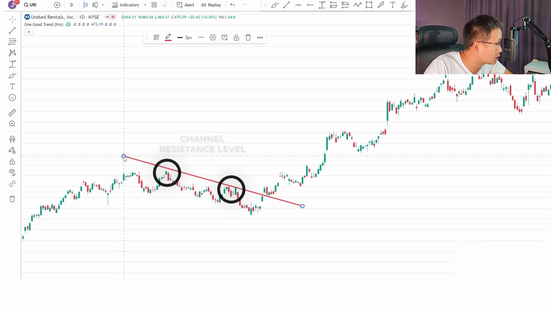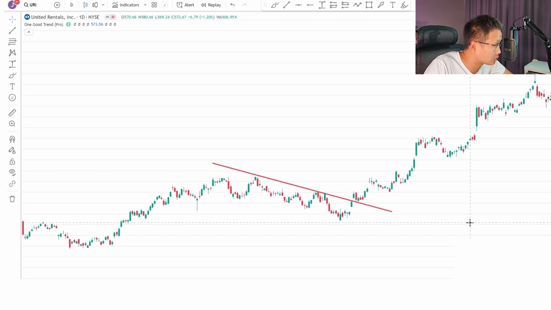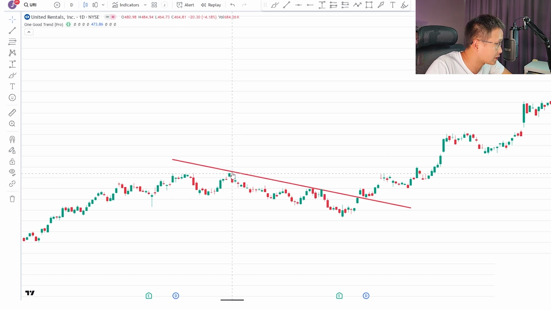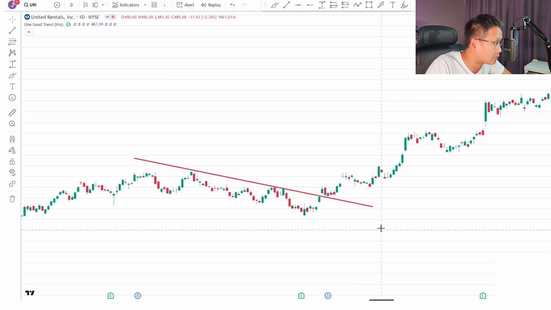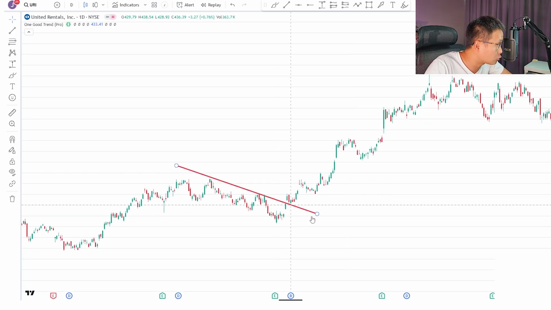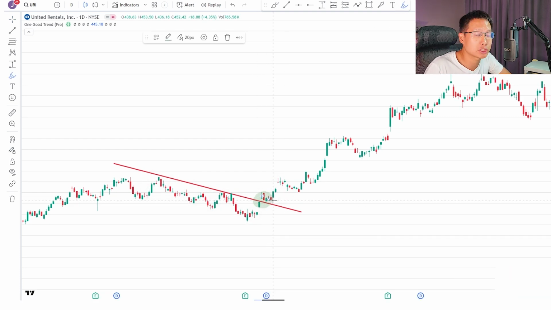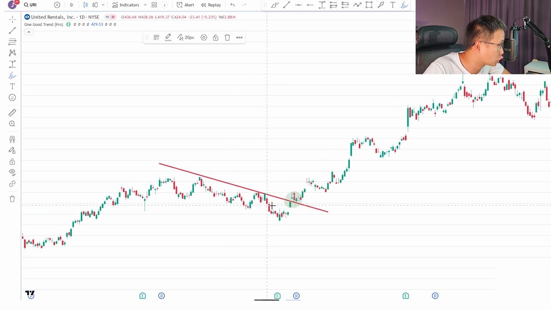And that would be what we call a channel resistance level. So there is a little bit of the structure right here, because you see we formed lower highs. It came down, we came down, but finally, right over here, we broke above this little channel resistance. Of course, combining it with some other confirmation, that could be a good reversal move. And look at this, it started to push all the way up.